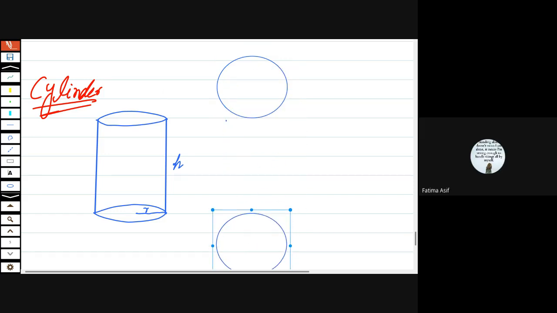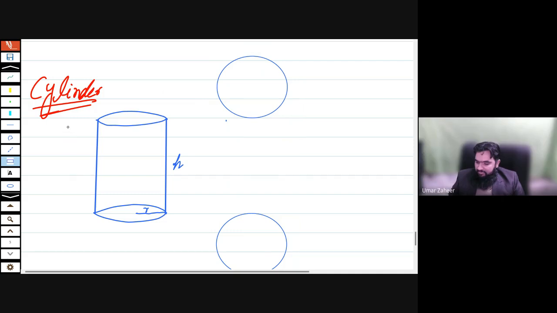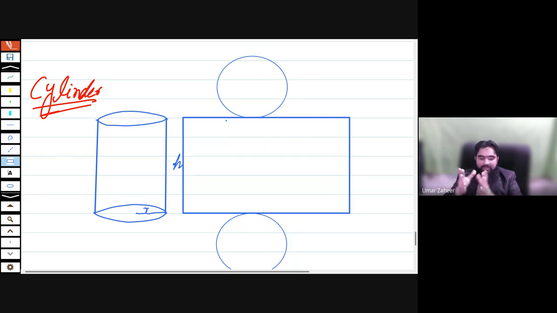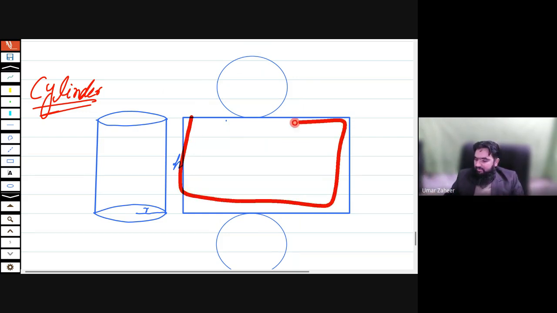Yes, sir. In the same way, if you open it, here you are going to get a rectangle. Same as if you take a page and fold it, it will become a cylindrical shape. When you open it, it will become the rectangle.